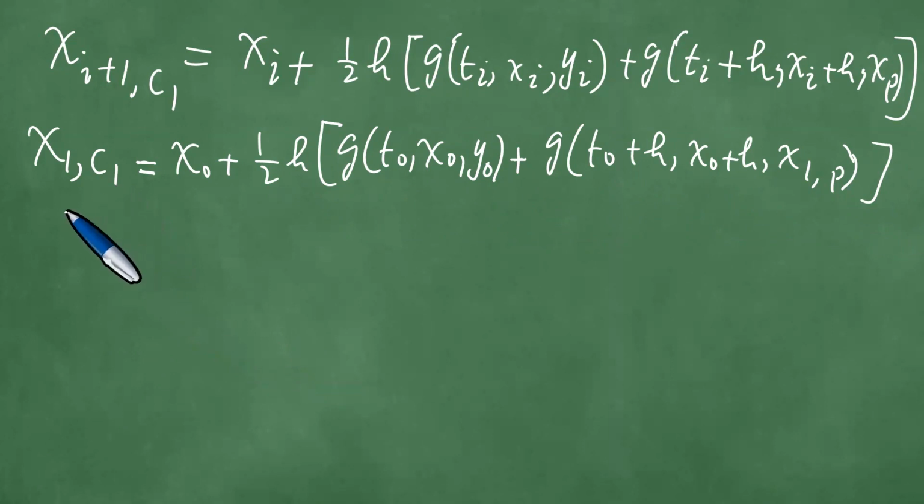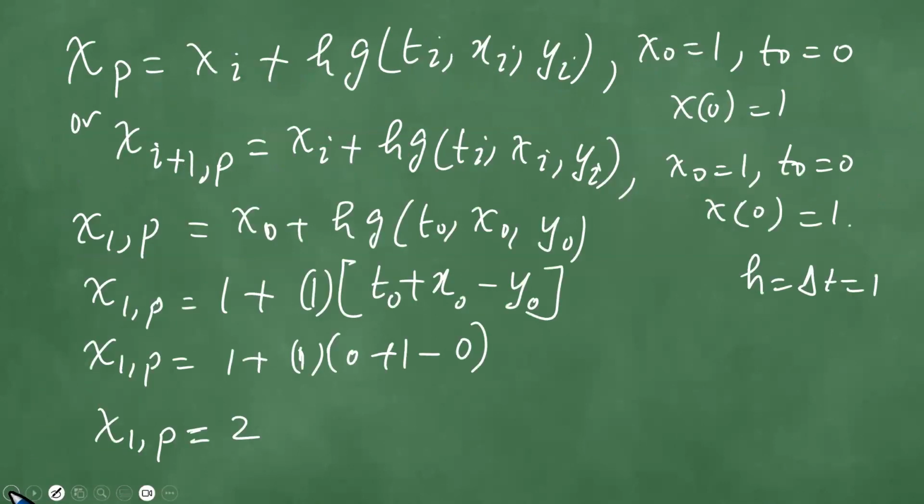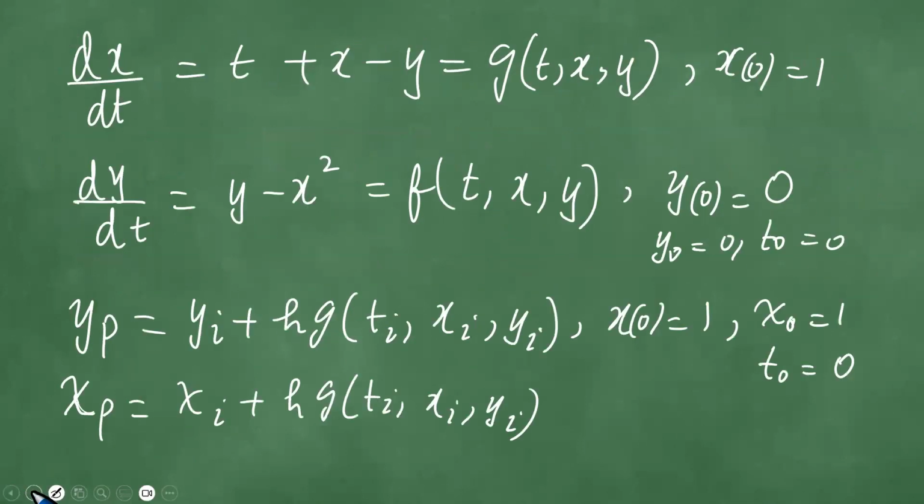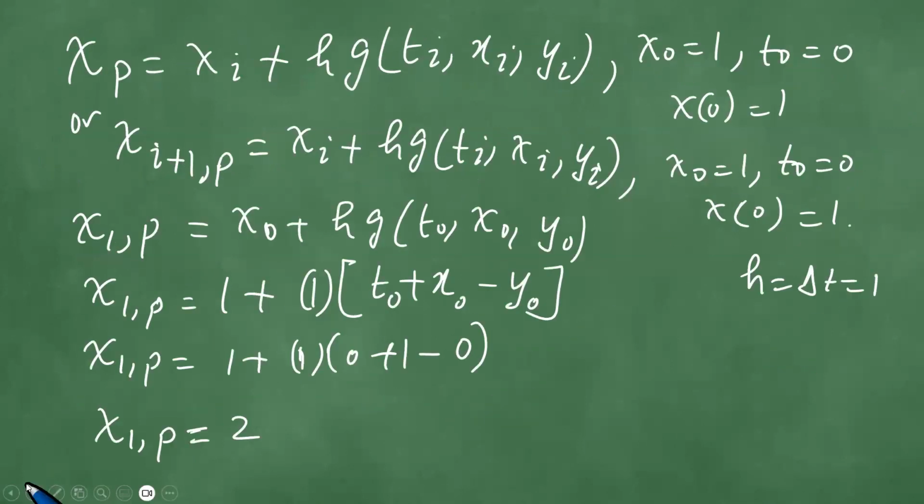Now let's continue. So which means X1, comma 1. What is X0? We know that X0 is 1. So we substitute a 1 here plus 1 half. What is the H? We have been given that delta H is 1 in this problem, so we're going to put it as 1.